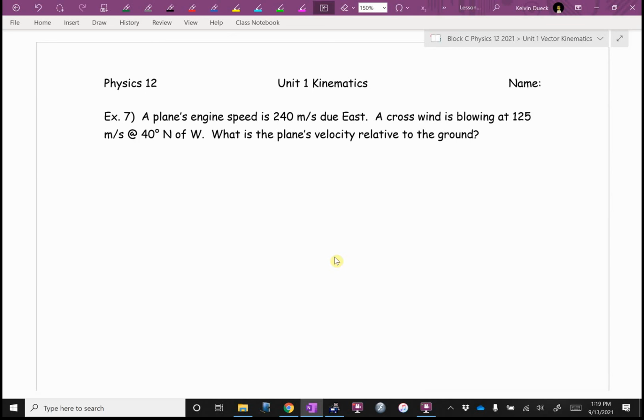A plane's engine speed is 240 meters per second due... oh, nice try, Mr. Dewitt. Compass rose. A crosswind is blowing at 125 meters per second, 40 degrees north of west. What's the plane's velocity relative to the ground?